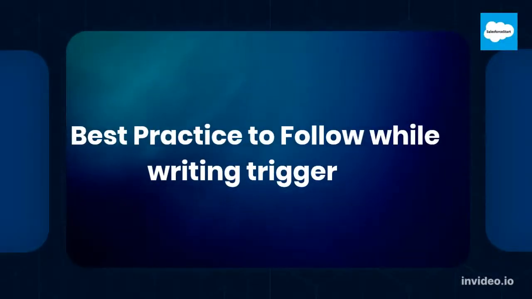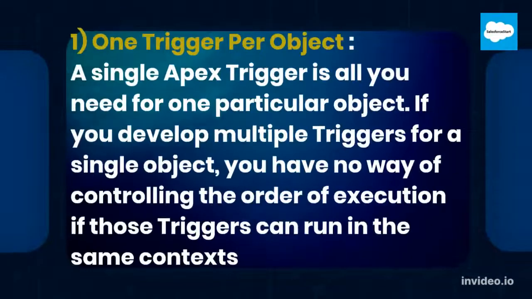Best practice to follow while writing trigger. 1. One trigger per object. A single Apex trigger is all you need for one particular object. If you develop multiple triggers for a single object, you have no way of controlling the order of execution if those triggers can run in the same contexts.